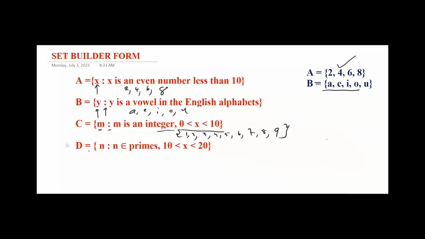We have set D equal to all the values of n such that n is a member of the primes, that is, the prime numbers. So this is the first condition. We have 2, 3, 5, 7, 11, 13 and the likes. But we have the second condition. It must be between 10 and 20. That is, the value of x, which is a prime number, must be greater than 10 and less than 20.